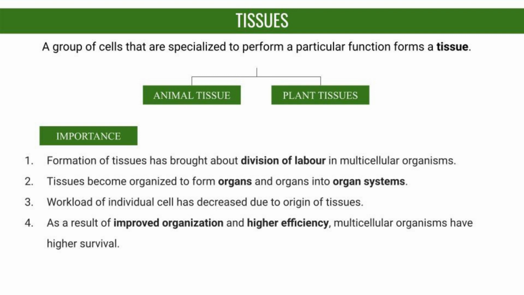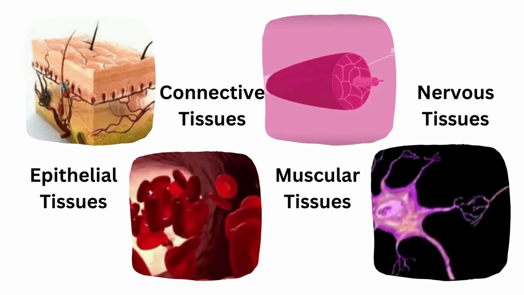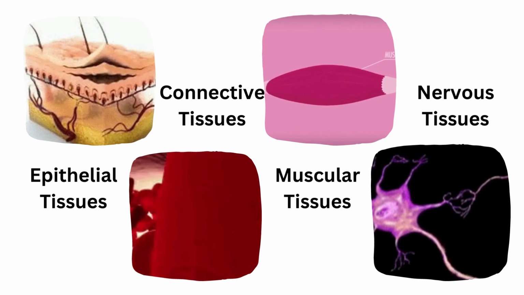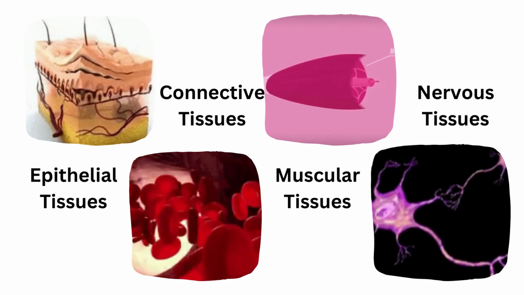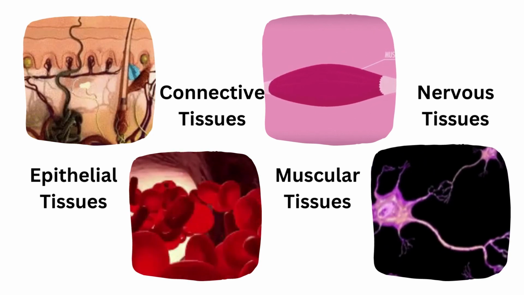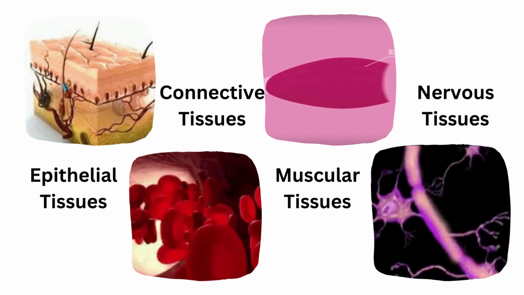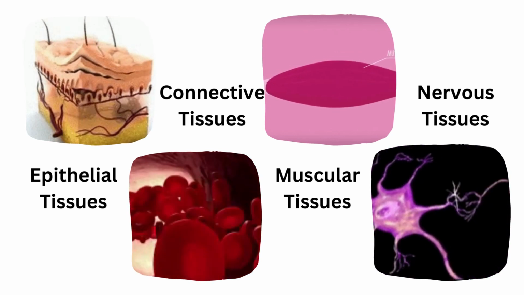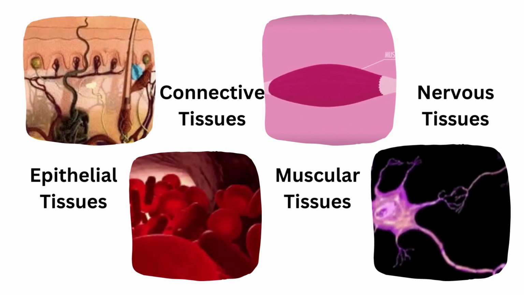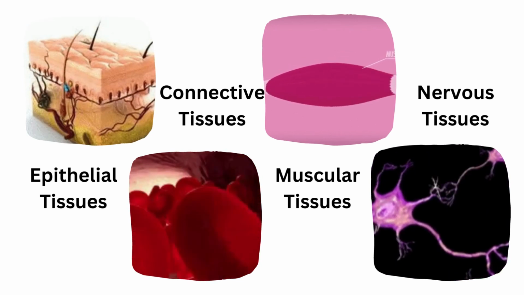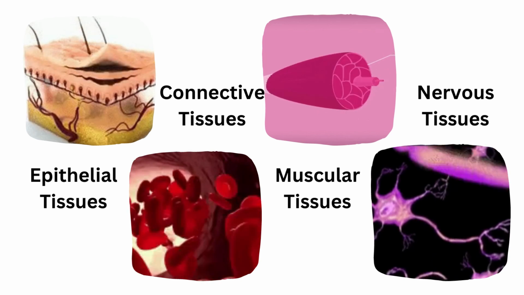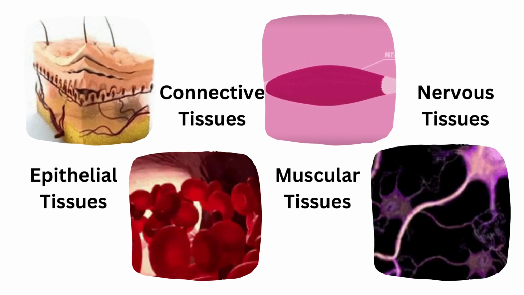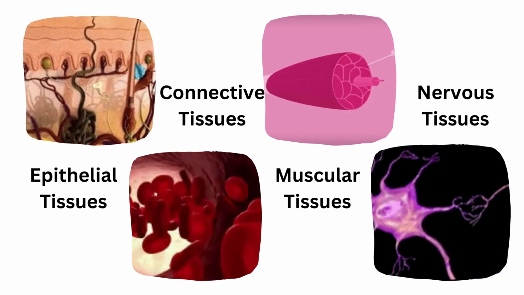1. Formation of tissues has brought about division of labor in multicellular organisms. In a multicellular organism, different types of tissues work together to carry out various tasks necessary for the organism's survival. Each tissue type is composed of specialized cells that have distinct structures and functions, allowing them to perform specific roles within the organism.